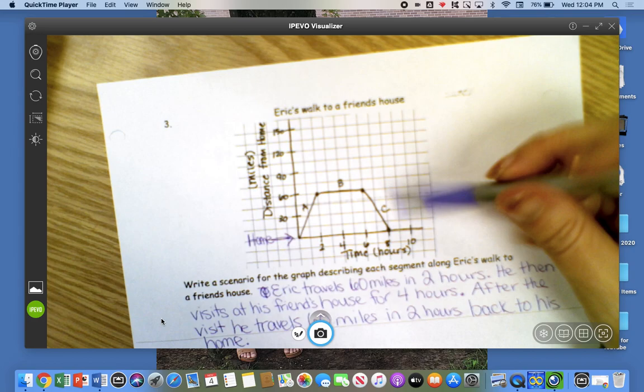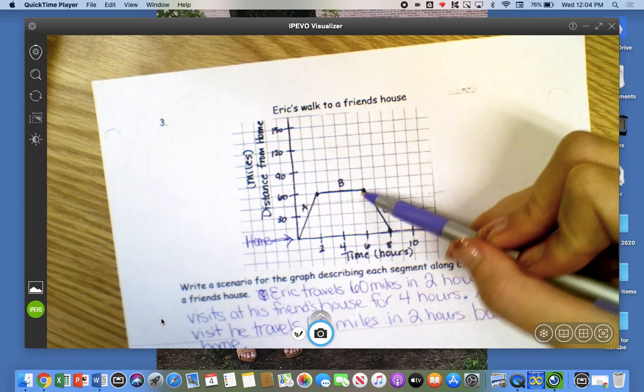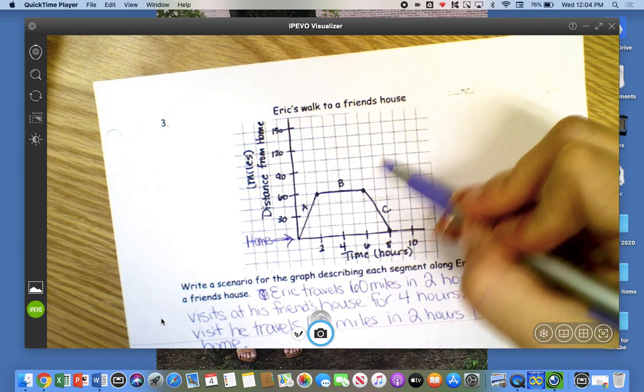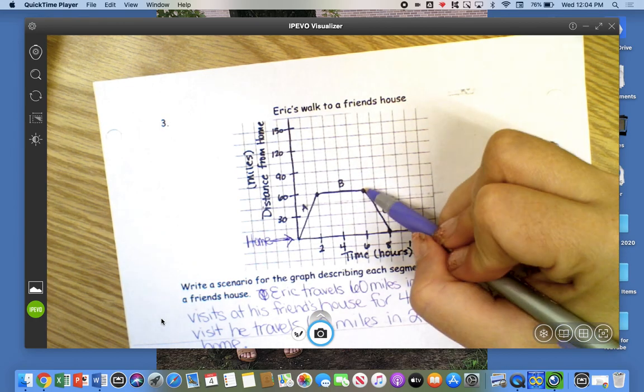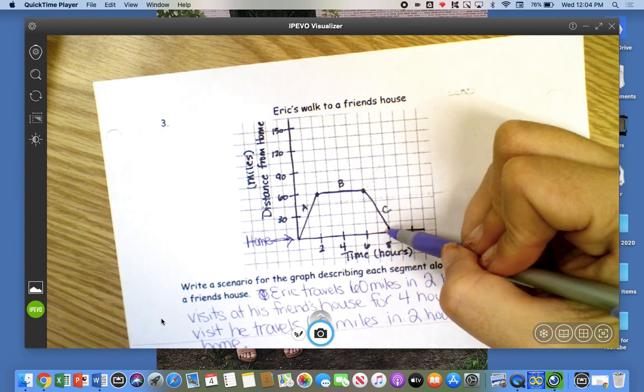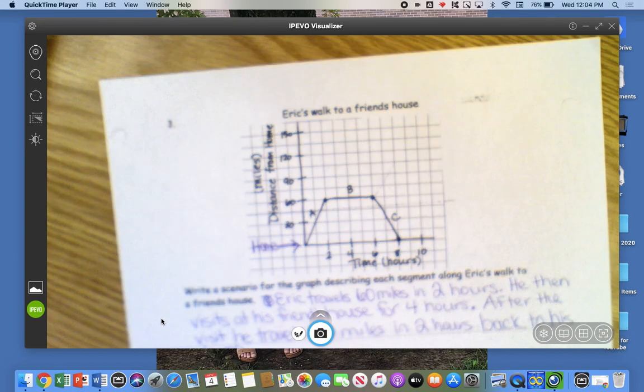If you traveled farther away from home, it would have gone this way. I'm going to draw that in even though it's not correct. So this would be going farther away from the house. This one's going back to the house, so it's going back down.